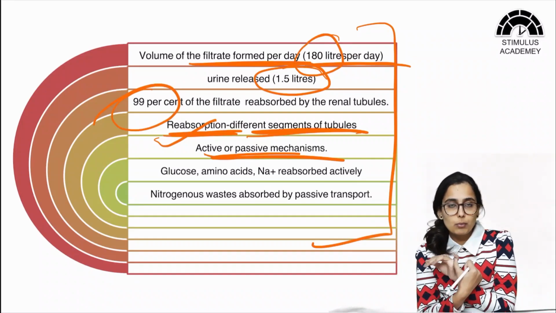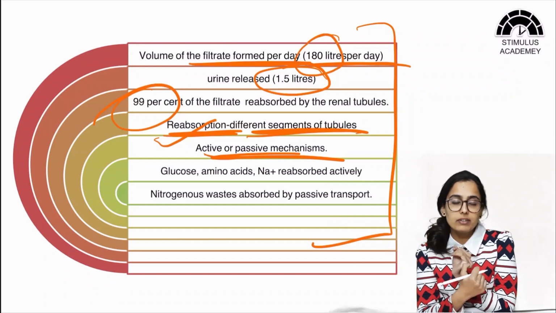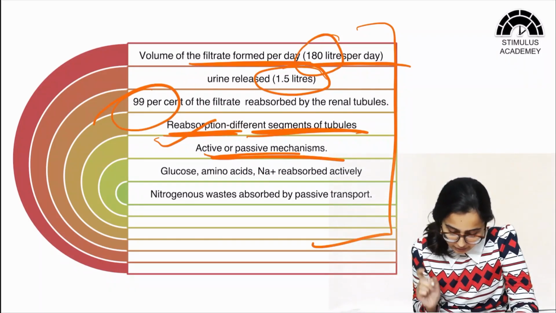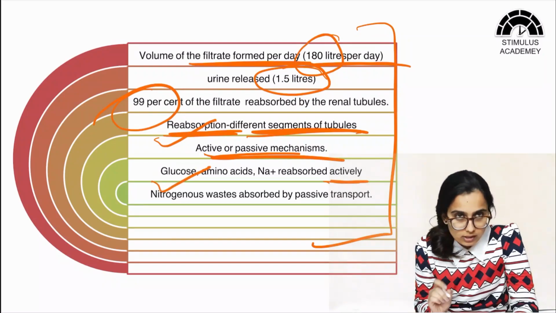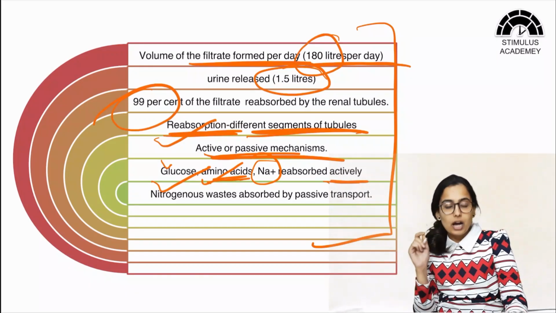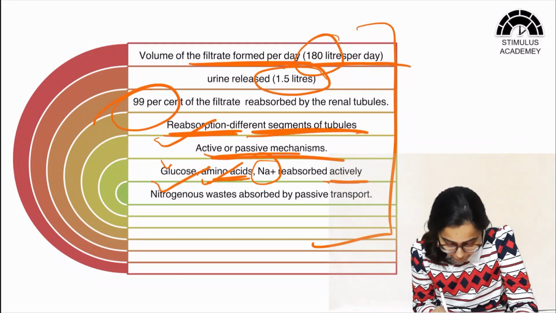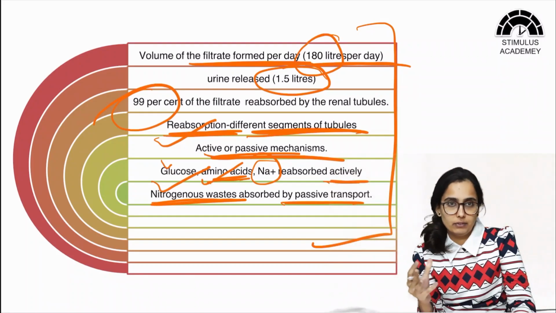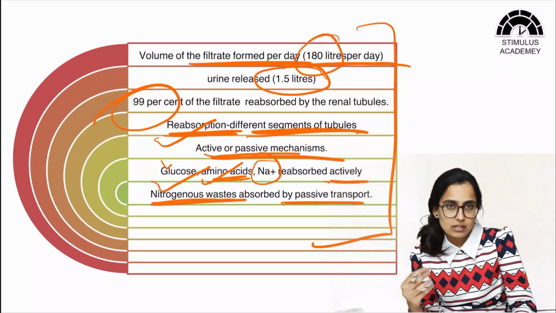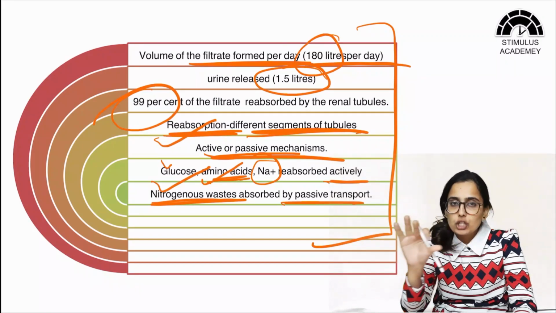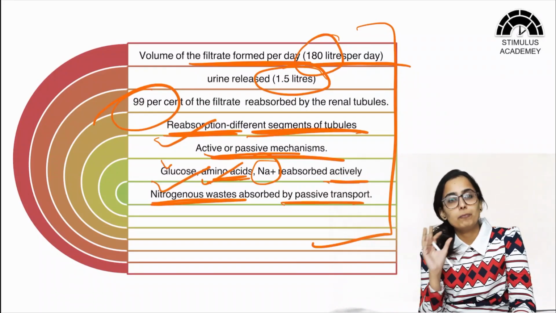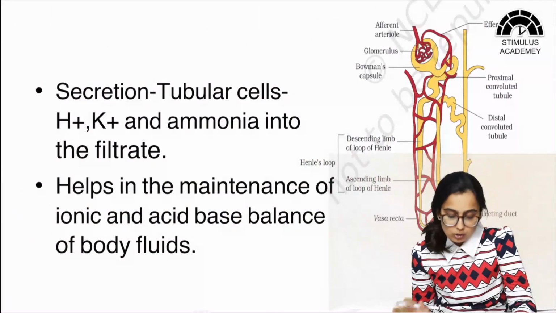That is, some of the components are reabsorbed actively, and some of the components are reabsorbed passively. The components that are reabsorbed actively include glucose, amino acids, and sodium. Nitrogenous wastes are reabsorbed passively, because nitrogenous wastes are absorbed by passive transport. Also, the water in the initial segments, that is the proximal convoluted tubule, is reabsorbed passively. So this was all about reabsorption.